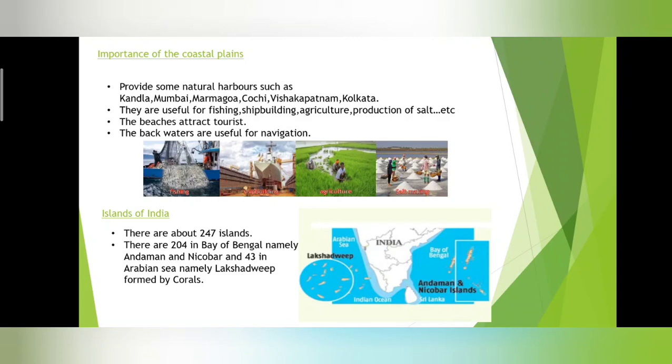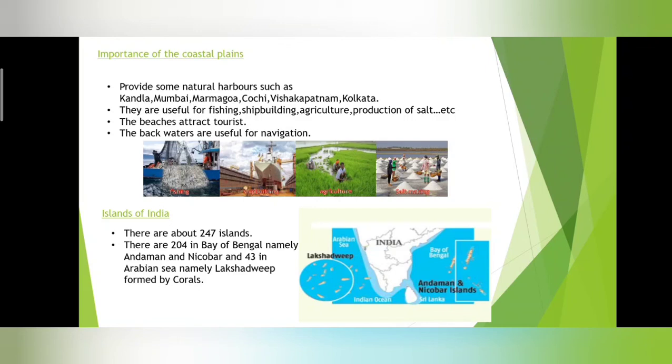So the last part of the physical division or physiography of India is the islands of India. What do you mean by islands? Islands are those parts of land which are completely surrounded by water. In India, there are mainly three island groups, of which two are important. One is the Lakshadweep island group, another is the Andaman and Nicobar island group. Of course there is another island group between India and Sri Lanka, but that is not considered so important.